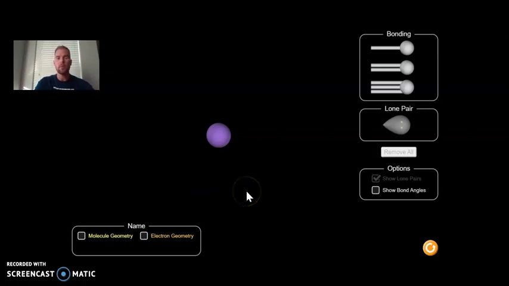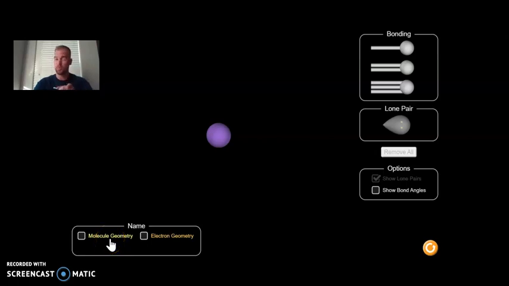So when you open it up, you actually end up having bonds that are already there. I went ahead and got rid of them. So the purple atom that you see here represents our central atom. What I can do is add on single bonds, double bonds, and triple bonds, as well as lone pairs.